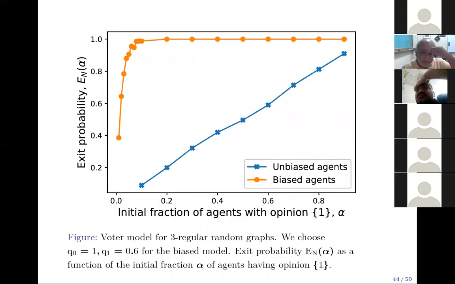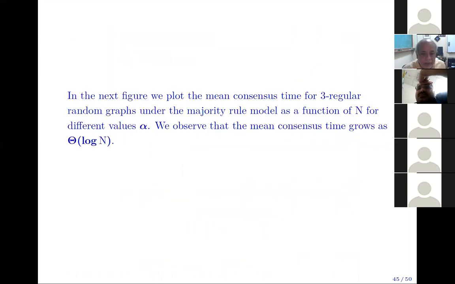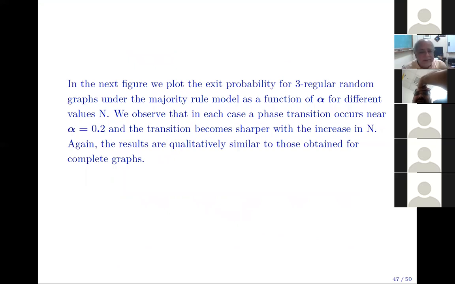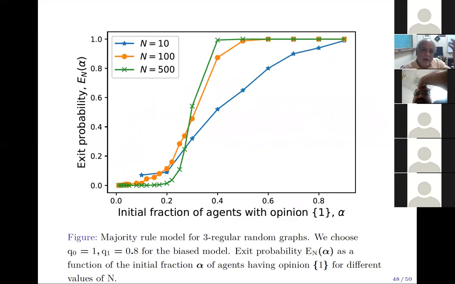The exit probabilities also we can see: in the biased case it goes to 1 exponentially. In the other case, it goes linearly. So this is for the majority rule. In the majority rule, any individual just samples 2 of its 3 neighbors, because remember, any individual has only 3 neighbors, samples only 2 out of the 3, and then decides to change or not change. And we get very similar results as our earlier work.